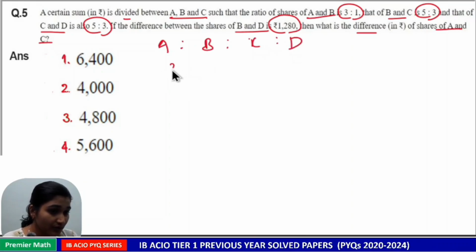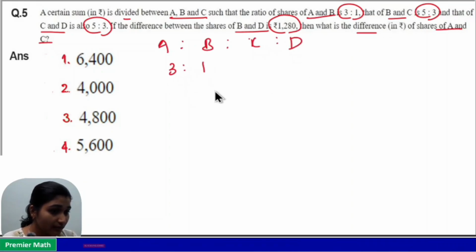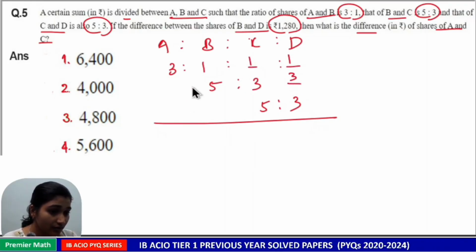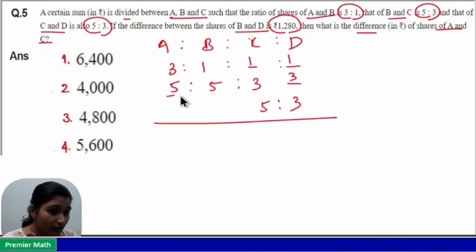A is to B is 3 is to 1, and B is to C is equal to 5 is to 3. Also C is to D is 5 is to 3. Now here we have 1, so fill here 1. Here we have 3, write it here. And here we have 5, so write it here. And here we have 5, so fill it here.